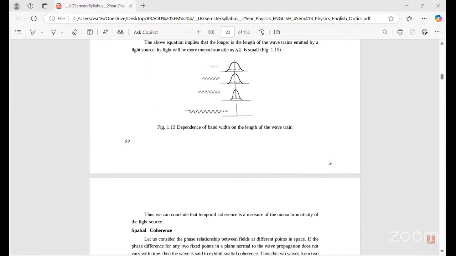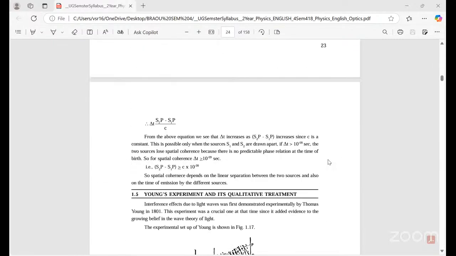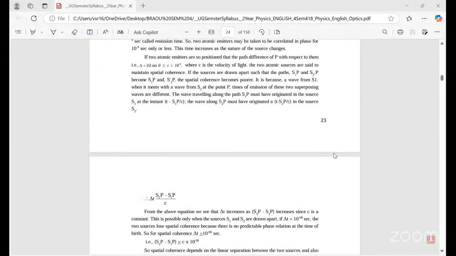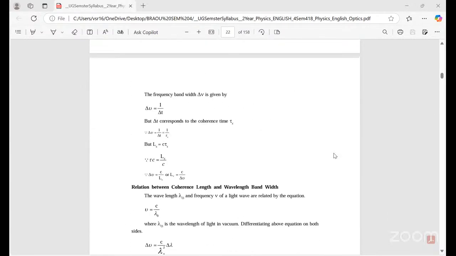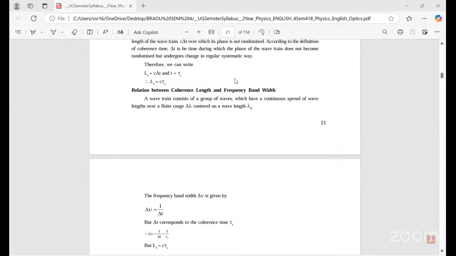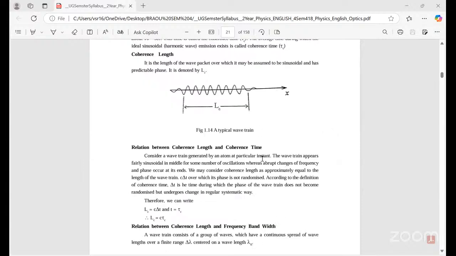By tomorrow we will discuss spatial coherence and Young's experiment. Is it clear? We will discuss this concept tomorrow. Okay, right. All the best.